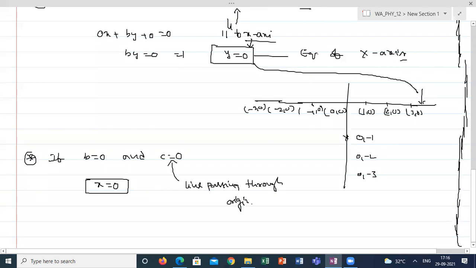origin, and this condition says if b is equal to 0, from above we can say that x is equal to constant. So it is a line parallel to y-axis. A line parallel to y-axis passing through origin is called the y-axis. So this is the equation of y-axis.